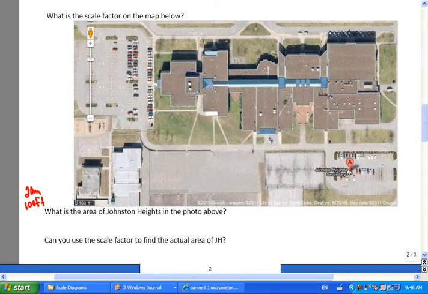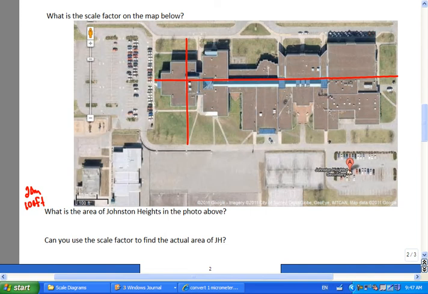So if I was to take a measurement and go right across the school, let's just count the grass as the property. So if there's no grass on it, then we won't count it. But it goes all the way across. And say these are going to be the measurements that I take for the width and the height of the property that Johnson Heights sits on. Okay, so let's measure them out.